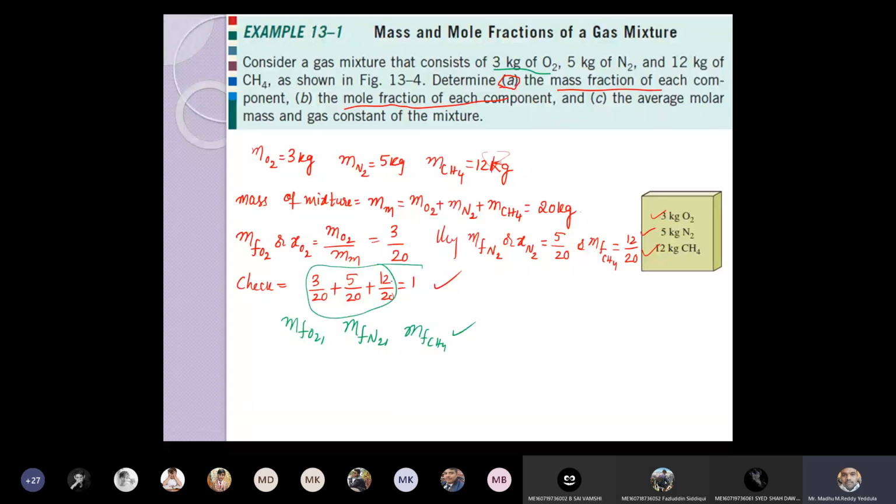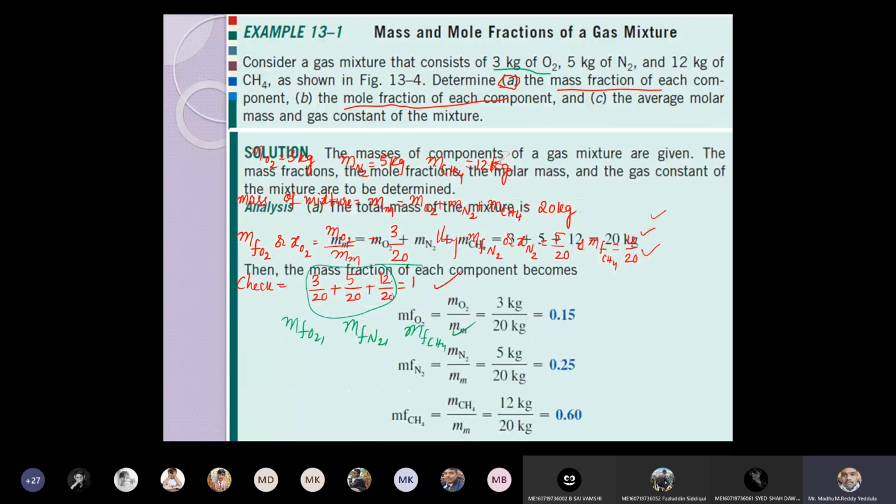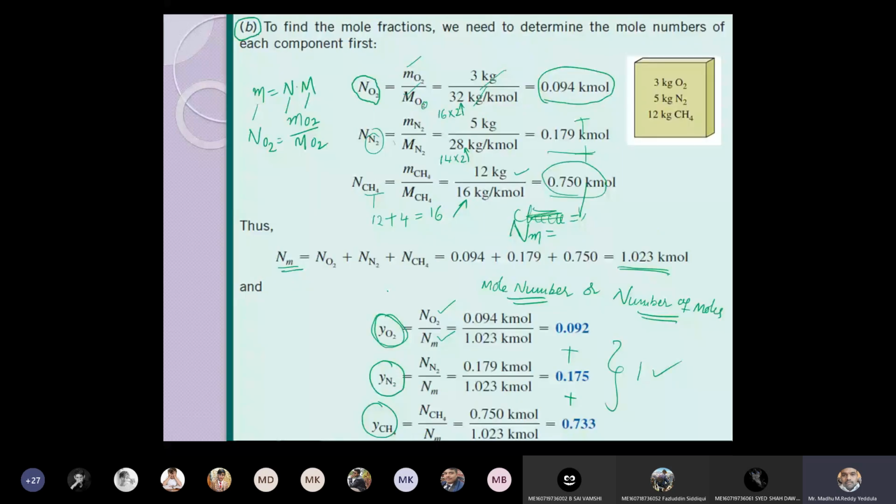Secondly, we go for the mole fraction. In order to calculate the mole fraction, you require the moles of the individual components. For that, we used Avogadro's law. From Avogadro's law, we know that mass is equal to the number of moles multiplied by the molar mass. From that, we calculated the moles of nitrogen, oxygen, as well as methane. Once you know the individual moles, just add all the moles, you will get the mixture. And by using the individual moles and the mixture, we calculated the mole fractions of the individual components. If you add all three, you will get 1.